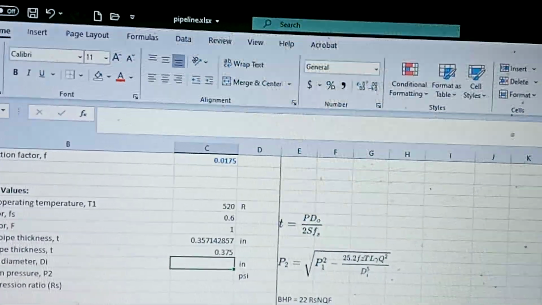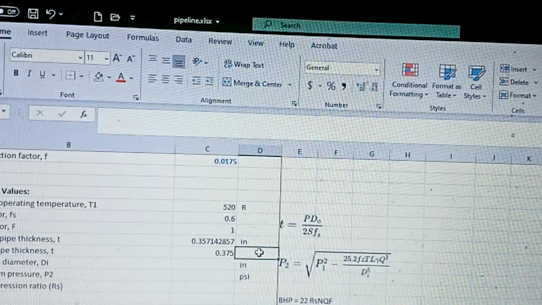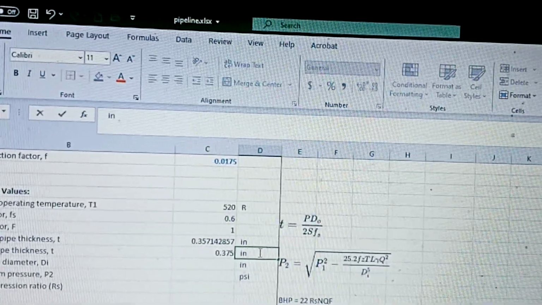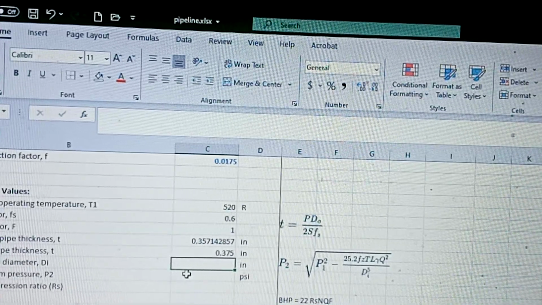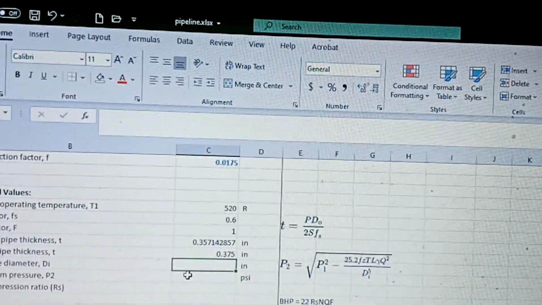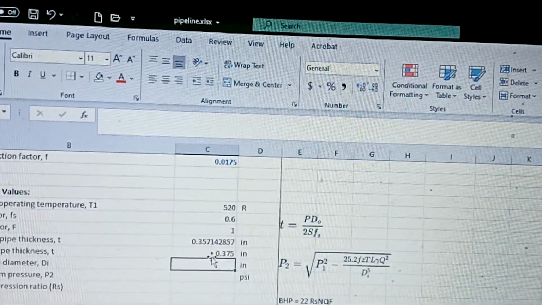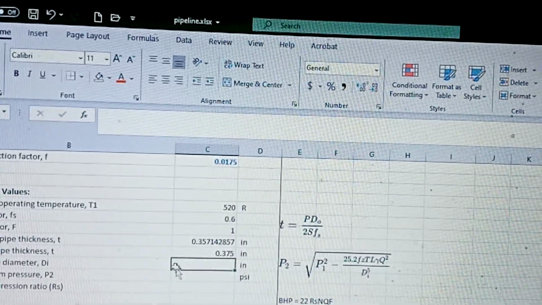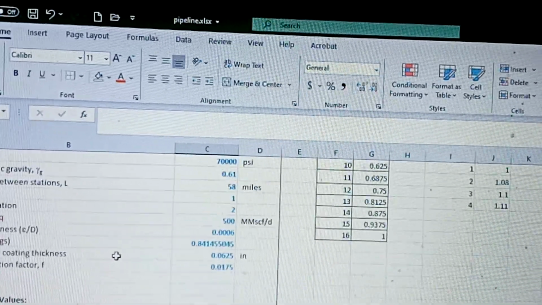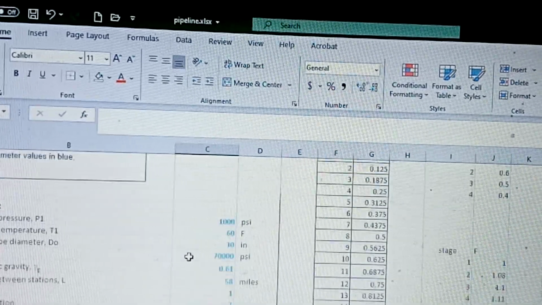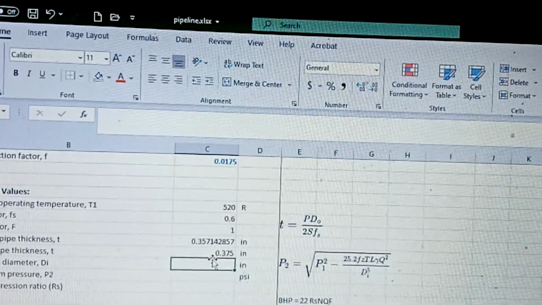Okay, 0.375. So that's also inches. So we are learning more functions. So we're going to select 0.375 from the manufacturer. After I select that, I'm going to apply coating. I'm going to coat it with another 0.0625 inches. So that's going to add to the thickness.